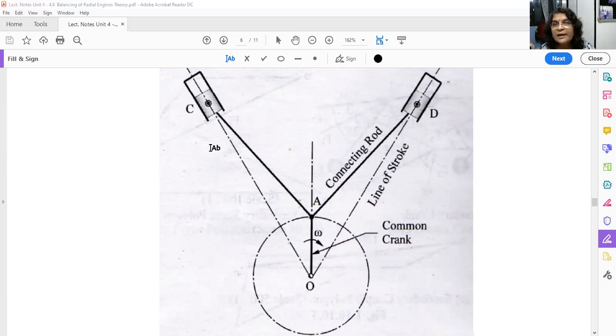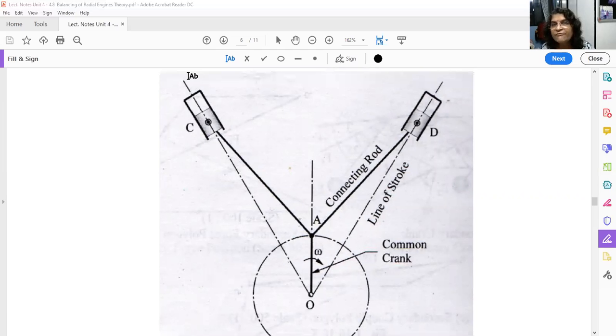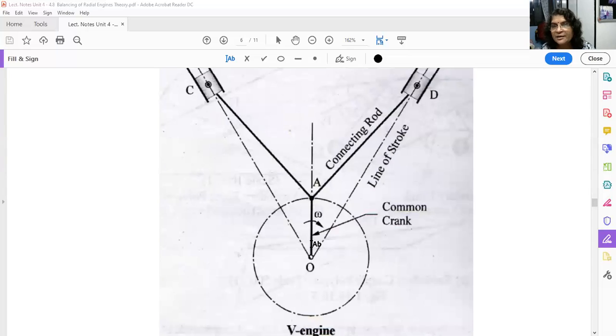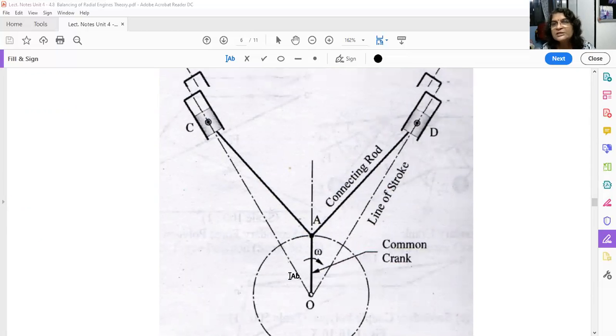So let us imagine this V engine. This is one line of stroke, this is the other line of stroke, this is cylinder C, cylinder D, piston, this is connecting rod AC, this is connecting rod AD, and this is the crank. It is a common crank, OA. It is rotating in clockwise direction, say with the speed omega. So this is your V engine. Now the angle between the two lines of stroke is known as 2 alpha. It may be 60 degree, 90 degree, or 120 degree depending on the application. So this angle is fixed.